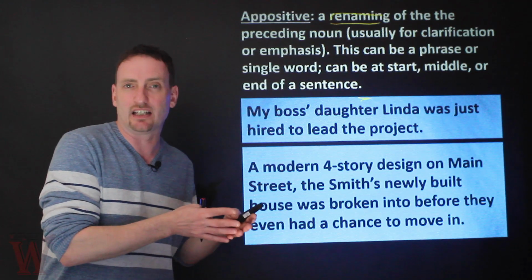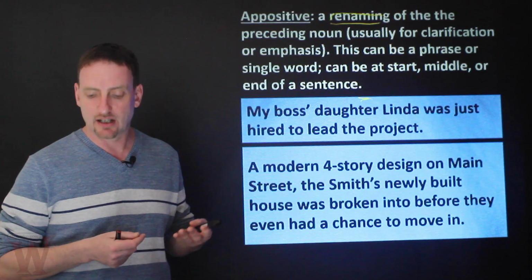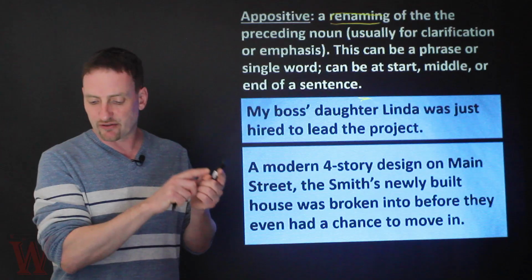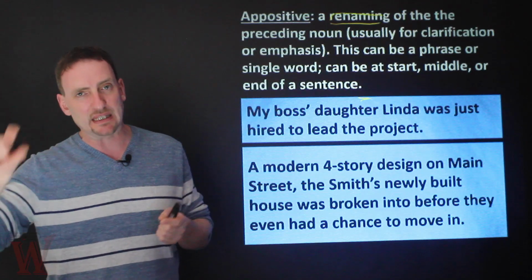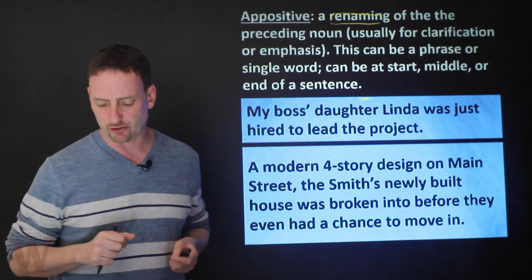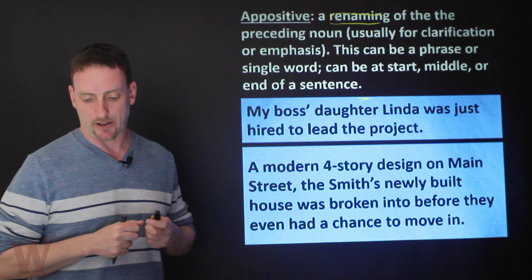I can put it at the beginning of the sentence. A modern 4-story design on Main Street, the Smiths' newly built house was broken into. Again, the modern 4-story design still means the Smiths' new house. House, 4-story design, okay? So these are our positives. Let's look at the next one.